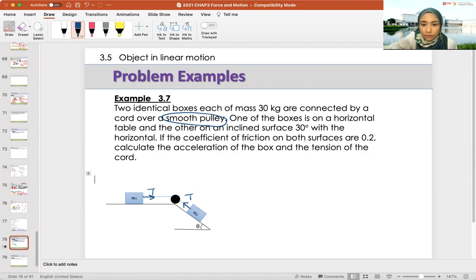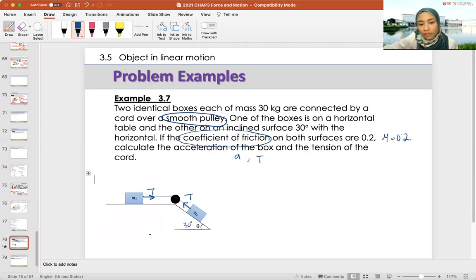Okay, so one of the boxes is on a horizontal table, this guy, and the other on an inclined surface of 30 degrees. If the coefficient of friction on both surfaces is 0.2, coefficient of friction is mu, calculate the acceleration of the box and the tension of the cord. So ada dua benda kena cari, A and T.